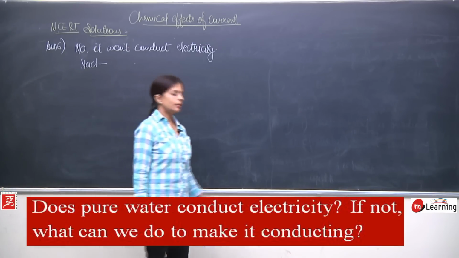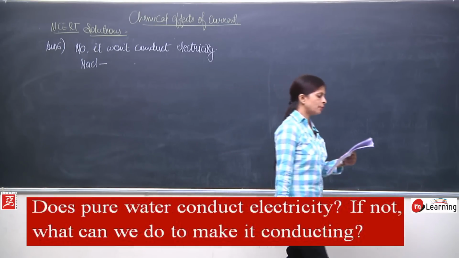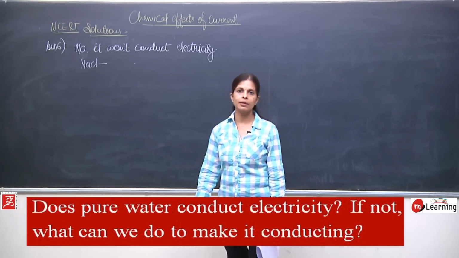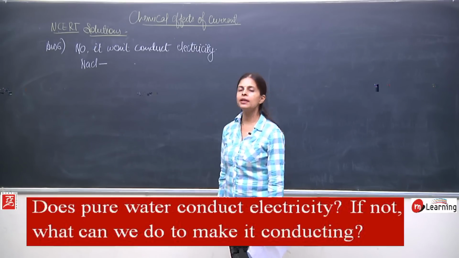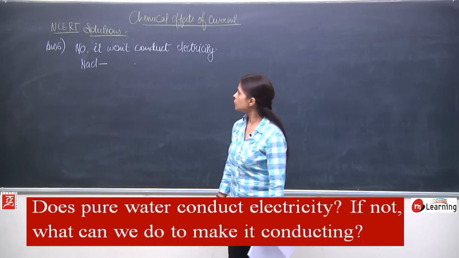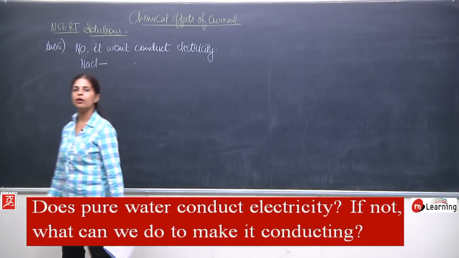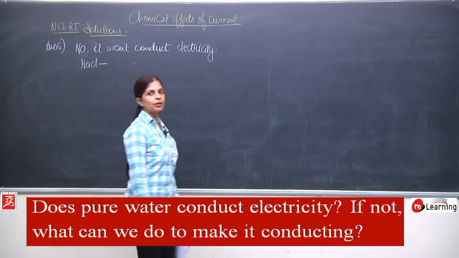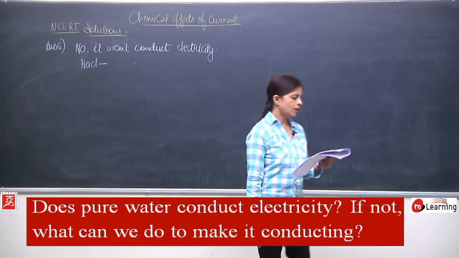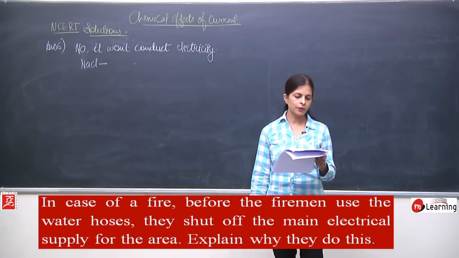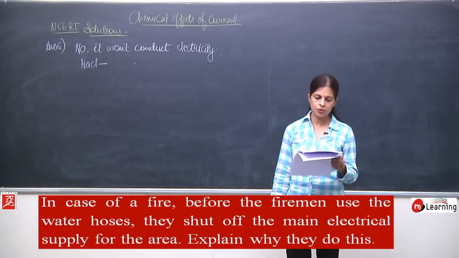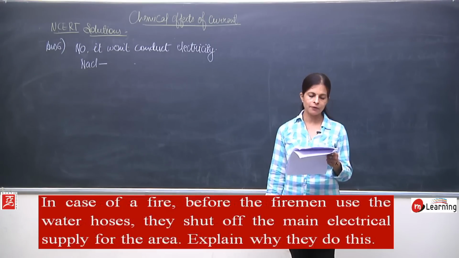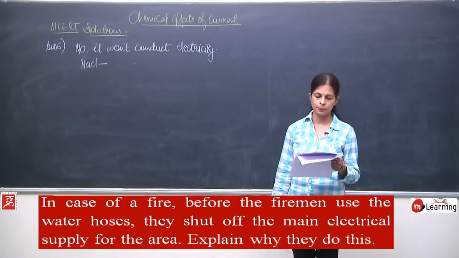So the question was, if not, what can we do to make it conducting? We can add salt to it, we can add acid to it, maybe lemon juice, or a base can be added. So either salt or acid or base can be added to make the water conducting. Now question number 7 is, in case of a fire, before the firemen use the water hoses, they shut off the main electrical supply for the area. Explain why they do this.